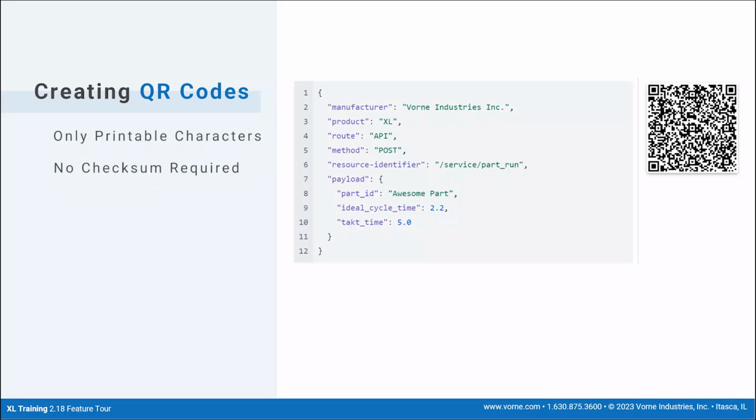The text format is JSON, which is a frequently used format for data interchange. There are 6 fields, as you can see in this example. The first 4 are always the same. The 5th determines the type of barcode. For ERP and MES integration, starting a part run is the most common. And the 6th field provides the actual data, the payload.